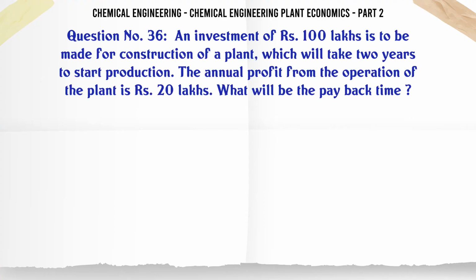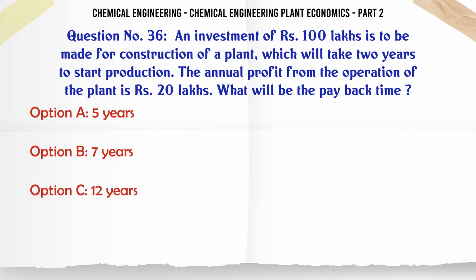An investment of 100 rupees lakhs is to be made for construction of a plant which will take 2 years to start production. The annual profit from the operation of the plant is 20 rupees lakhs. What will be the payback time? A. 5 years. B. 7 years. C. 12 years. D. 10 years.